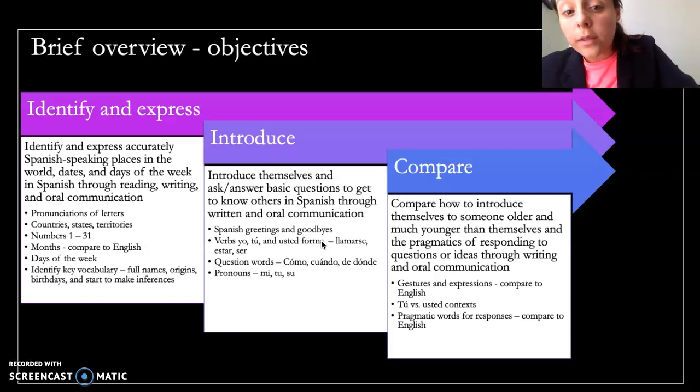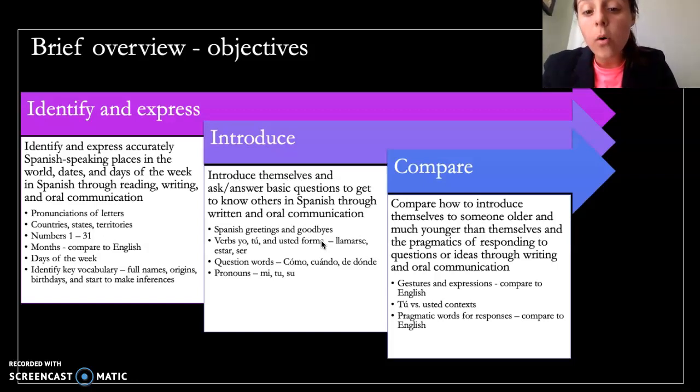Let's move to the second one. Introduce. So they'll be learning greetings and goodbyes. They'll be learning the verbs llamarse, estar, and ser, and the yo, tu, and usted forms of those. Same thing with the pronouns. They'll be learning and identifying me, tu, and su. And the question words como, cuando, and de donde.